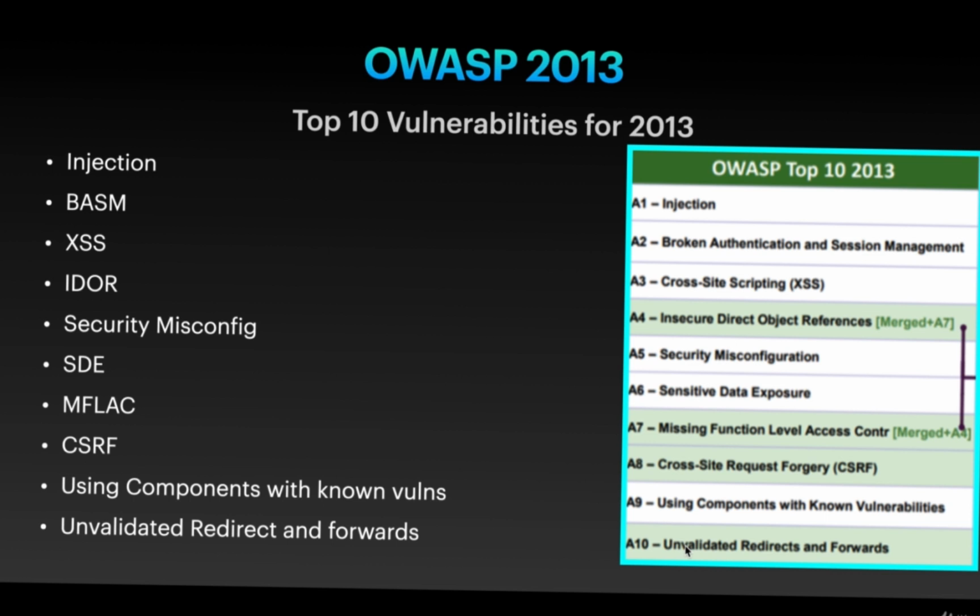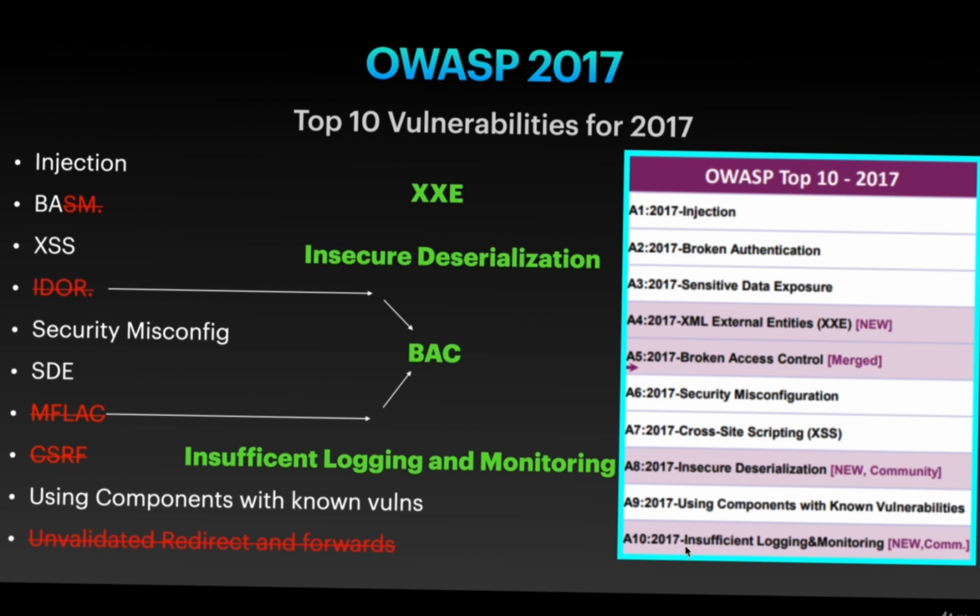Now let's see what OWASP 2017 is and what has changed between the two. Then we are going to go through each category and understand it in depth. As you can see on the right side of your screen, OWASP Top 10 2017 has some significant changes. So, what are the significant changes? The first vulnerability, injection, remains the same. Then broken authentication and session management in 2013 has been changed to only broken authentication, as you can see on your screen.